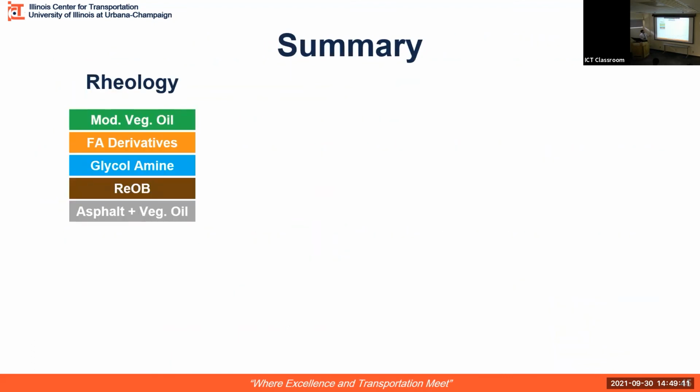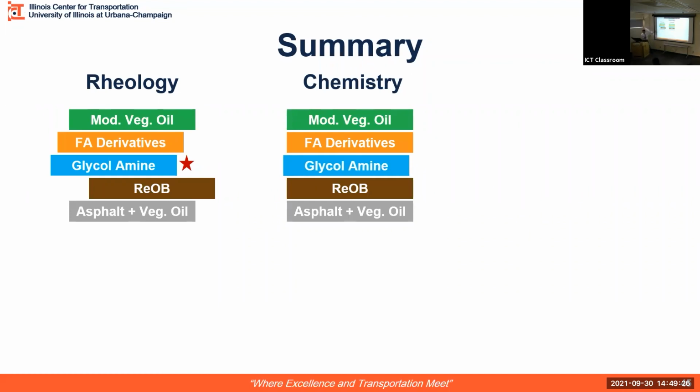So I'll just summarize here that with rheology, we saw that glycolamines were performing better. However, they were low on thermal stability. Fatty acid derivatives were good. Rheop was always the worst. When we looked at the chemistry, we couldn't see clearly. However, we clearly saw that glycolamines were low on aging susceptibility, which makes sense and which can support the rheological findings too.